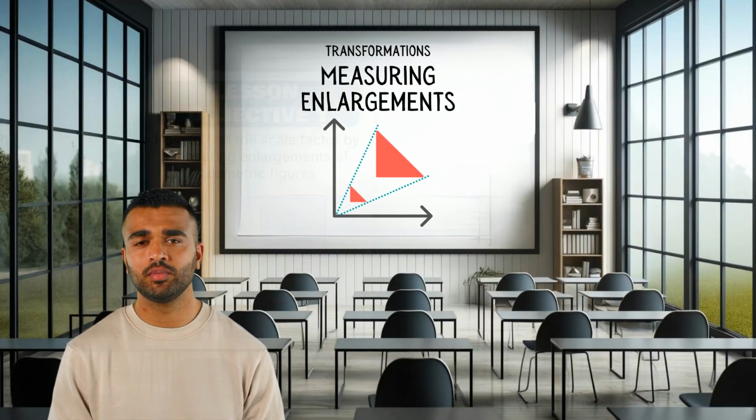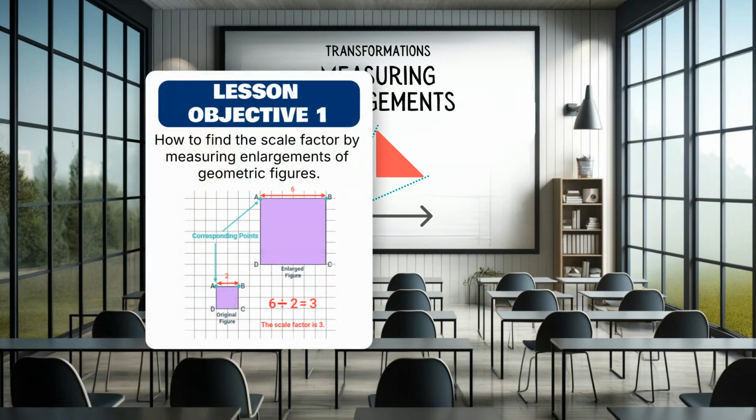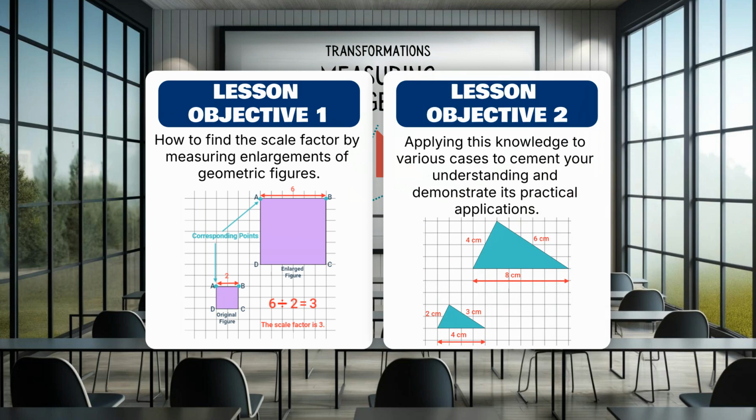In today's lesson, we explored the concept of finding the scale factor by measuring enlargements of geometric figures. We began by recapping some enlargement terminology. We then examined how to measure the lengths of sides in both the original figure and its enlargement to determine the scale factor. By working through various examples, we identified that the scale factor can be calculated by dividing the length of a side in the enlargement by the corresponding length in the original figure. Throughout the lesson, we emphasized the importance of accuracy in measurement and the consistency of the scale factor across all corresponding sides of the figures.